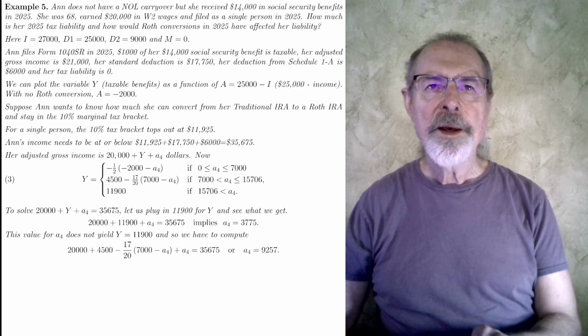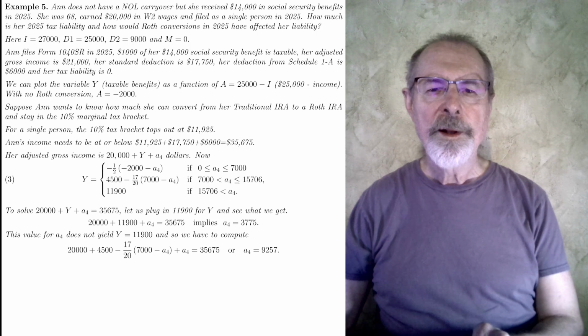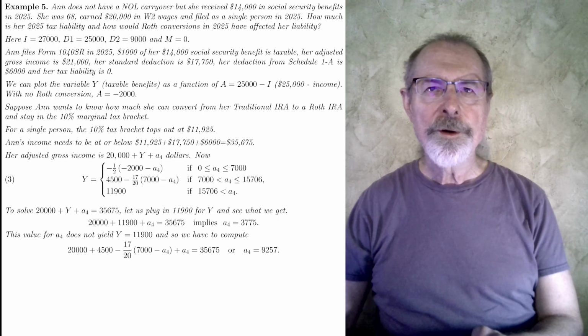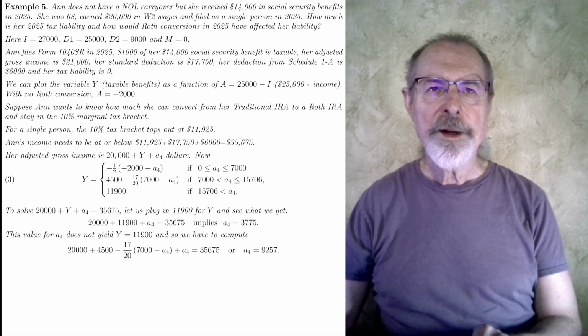Let's consider another example. Ann doesn't have an NOL carryover, but she did receive $14,000 in Social Security benefits. She's 68, earned $20,000 as W-2 wages, and filed as a single person. What's her tax liability? And how would Roth conversions in 2025 have affected her liability? Well, half of her $14,000 benefit is $7,000, and add that to her $20,000 in wages. Her modified adjusted gross income, that is I, is $27,000. D1 is $25,000, D2 is $9,000, M is 0 because she doesn't have an NOL carryover.